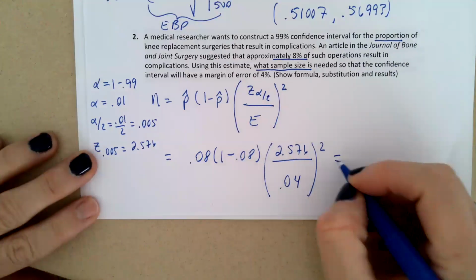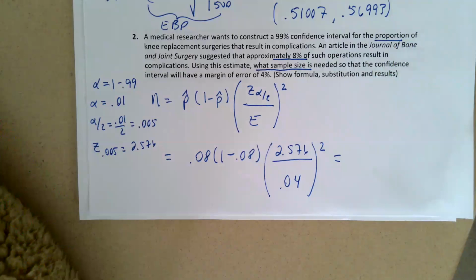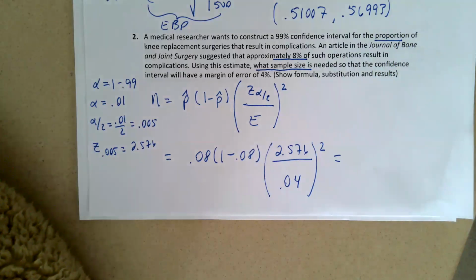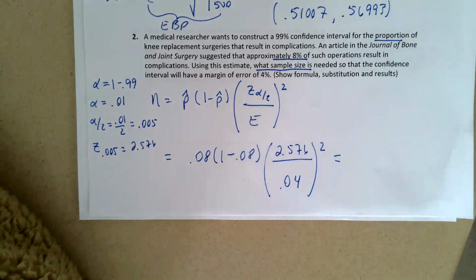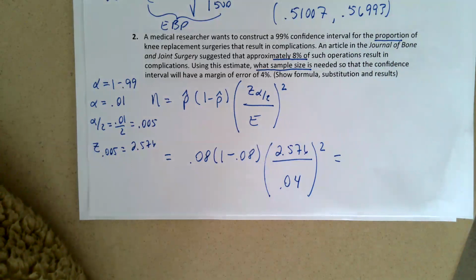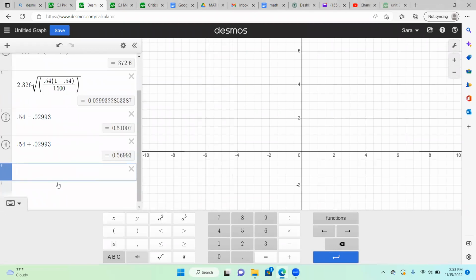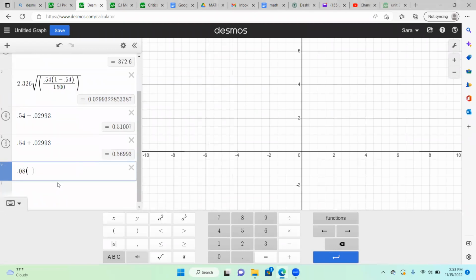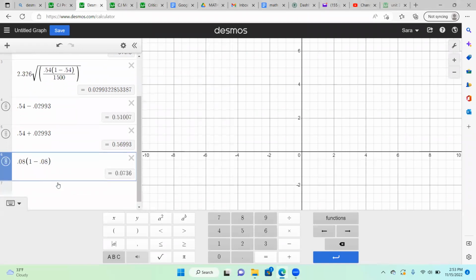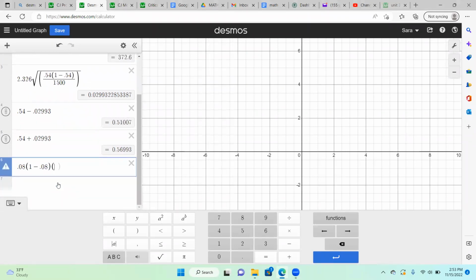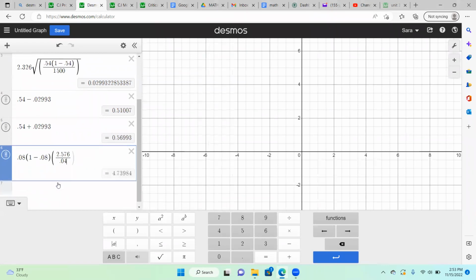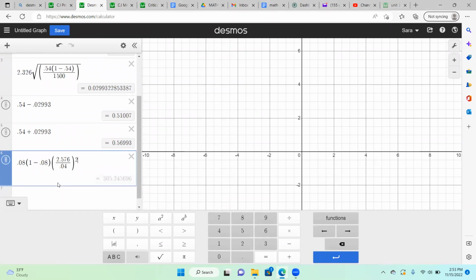So we're going to go to Desmos to enter this. We have 0.08 times 1 minus 0.08. And then we have 2.576 divided by 0.04, squared. Okay. So it says our n should be 305.25.